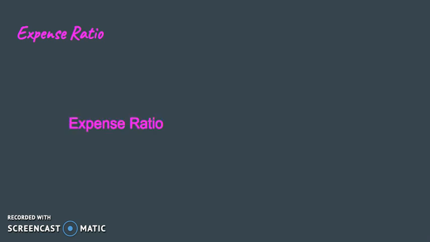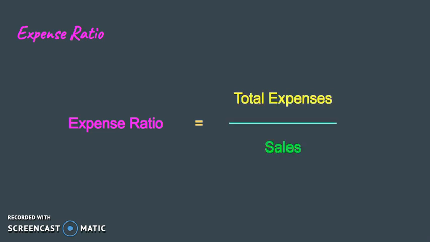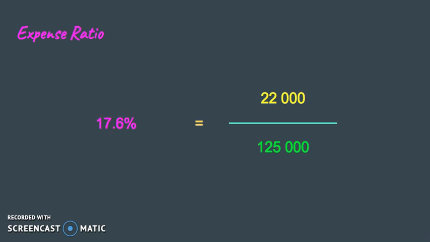So we've got the expense ratio equals total expenses over sales. So let's input some numbers here. Total expenses, $22,000, over sales of $125,000, times 100, gives us 17.6%.